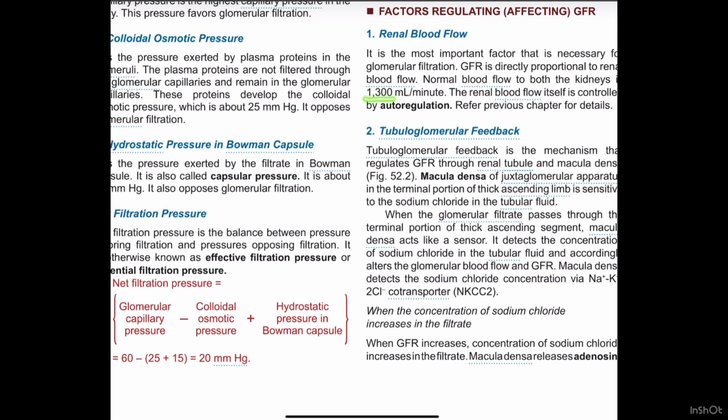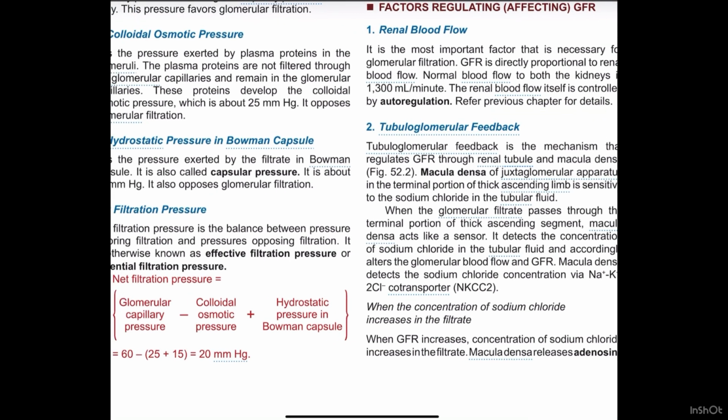So now I already mentioned to you around 1100 to 1300 ml of blood is going to be passed into the glomerulus per minute. Now the renal blood flow itself is controlled by autoregulation. That autoregulation refers to the previous chapter also. It can be given as tubular glomerular feedback. Tubular glomerular feedback is that mechanism that regulates GFR through the renal tubule macula densa.